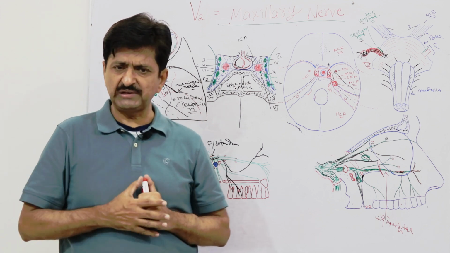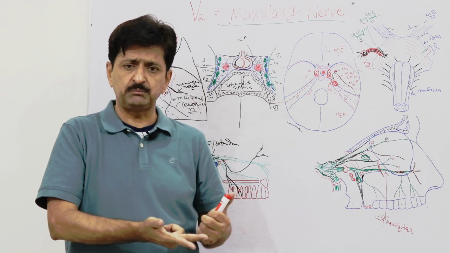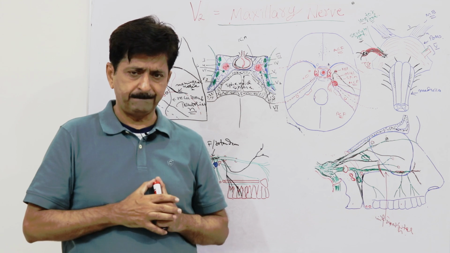Then its name, you have seen, the maxillary. Then its number, you see, V2. Why are we calling it V2? Why V? V means the fifth, because it is the second division of the fifth nerve. That's why we call it V2. It's the official number of this nerve.